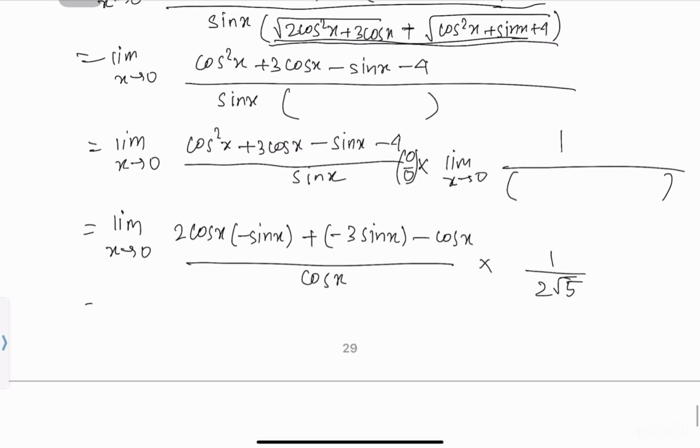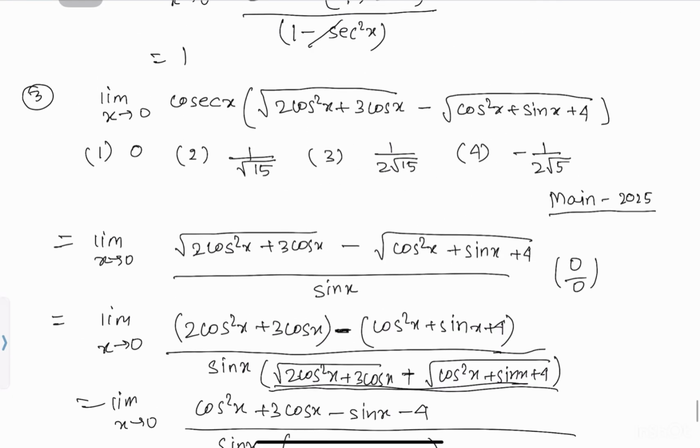Clear? Now apply 0 here, so this becomes 0, this becomes 0, this becomes minus 1. So minus 1 into 1 by 2 root 5, that means minus 1 by 2 root 5 is your correct answer. This is your correct answer for one. Okay, now next question.